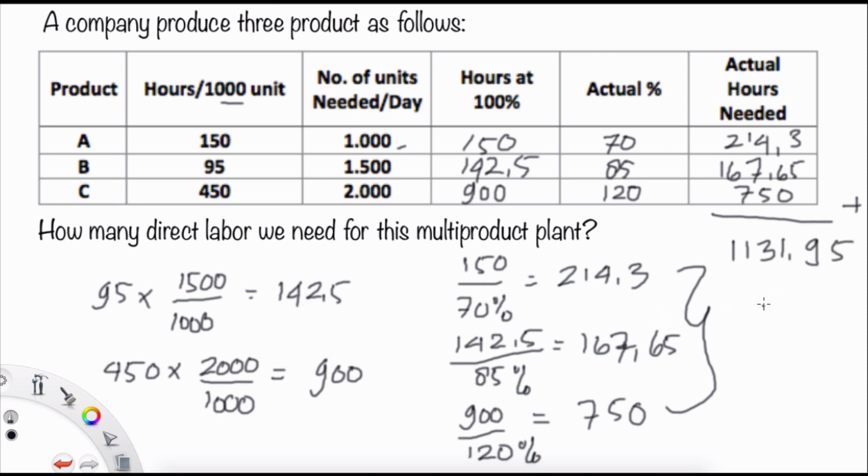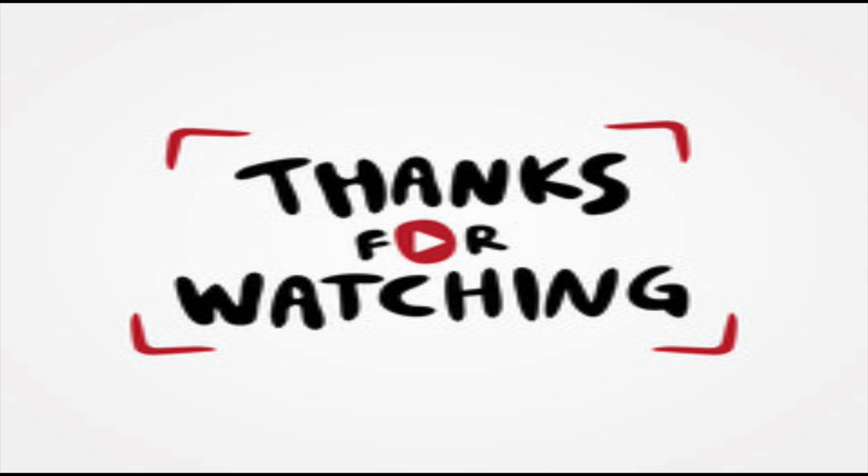So the total actual hours needed is 1131.95. So how many people should be hired? We have to divide it directly by 8, where 8 is the 8 working hours per employee per day, and it will be 141.5, so we have to hire 142 people to meet the required needs per day. Thank you.